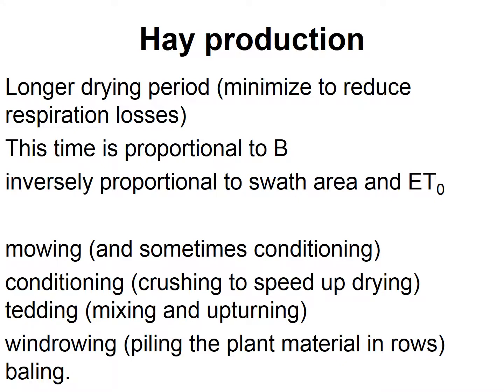Hay production has different operations. First, mowing and sometimes conditioning. Conditioning means crushing the material to speed up drying. Then we might require tedding, which is mixing and upturning the cut forage. And then windrowing, which is piling the plant material in rows to increase the speed of drying. Finally, we proceed to baling.